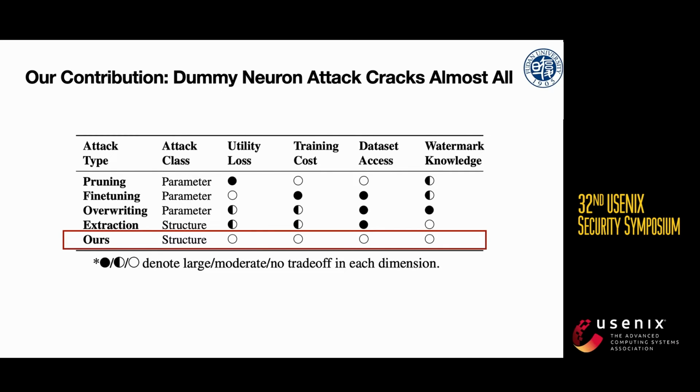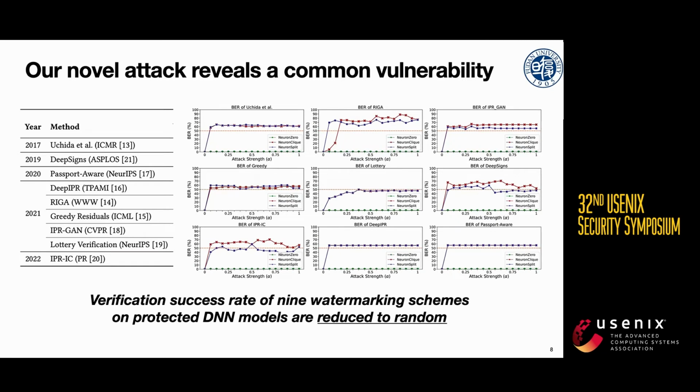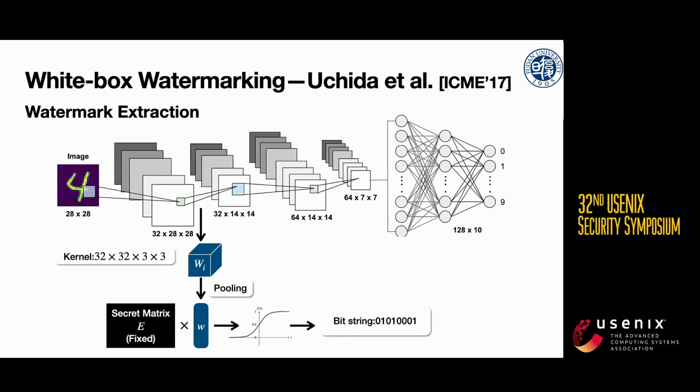And as a major contribution of this work, we propose a novel attack based on a new construction called dummy neurons. The attack has almost no cost in each dimension we mentioned above. Our novel attack exploits the common vulnerability of the 9 white box watermarking schemes published at top-tier conferences for deep learning models. The verification success rate of the schemes is reduced to almost random.